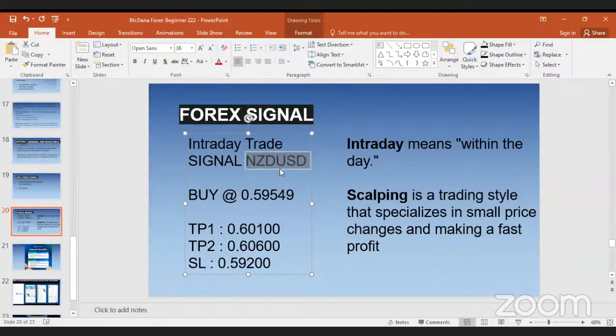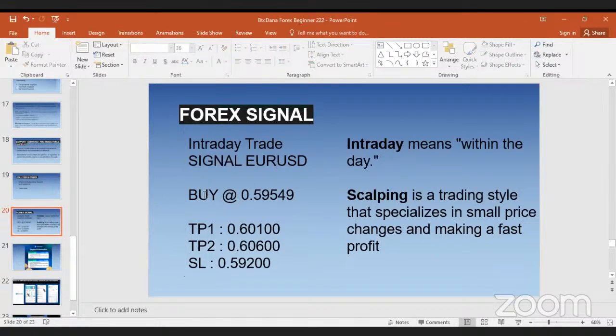Okay, so you see, assuming I said I want to give a signal on Euro USD now. I hope you know how to search for Euro USD in your account also. Okay, so you just use the method I showed you just now. Okay, now when we want to place a trade, this is how you place a trade.